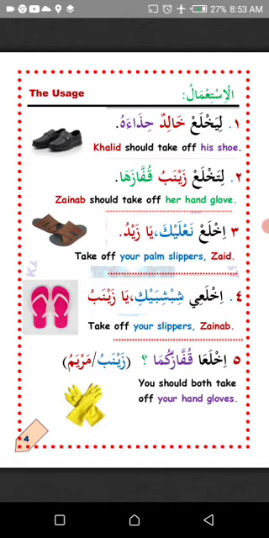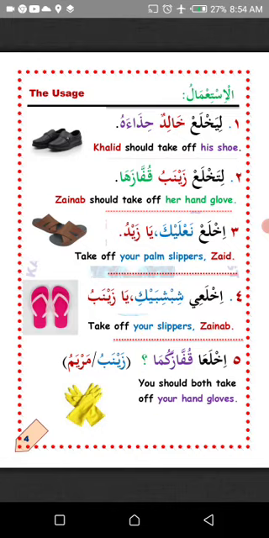Number three: إخلع نعليك يا زيد. Take off your shoes. Take off your palm slippers, O Zaid.